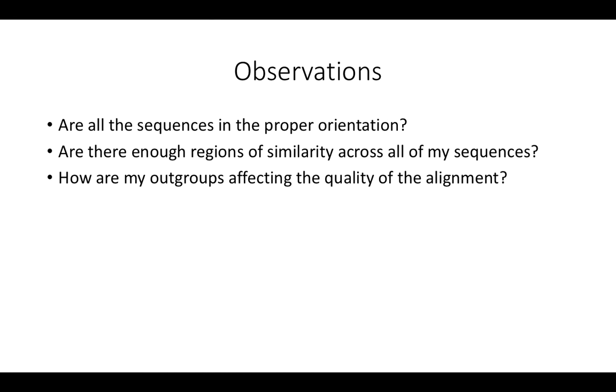Now that you know how to perform a multiple sequence alignment, ask yourself these questions. Are all the sequences in the proper orientation? Are there enough sequences of similarity across all of my sequences to construct a phylogenetic tree? And lastly, how are my outgroups affecting the quality of the alignment?